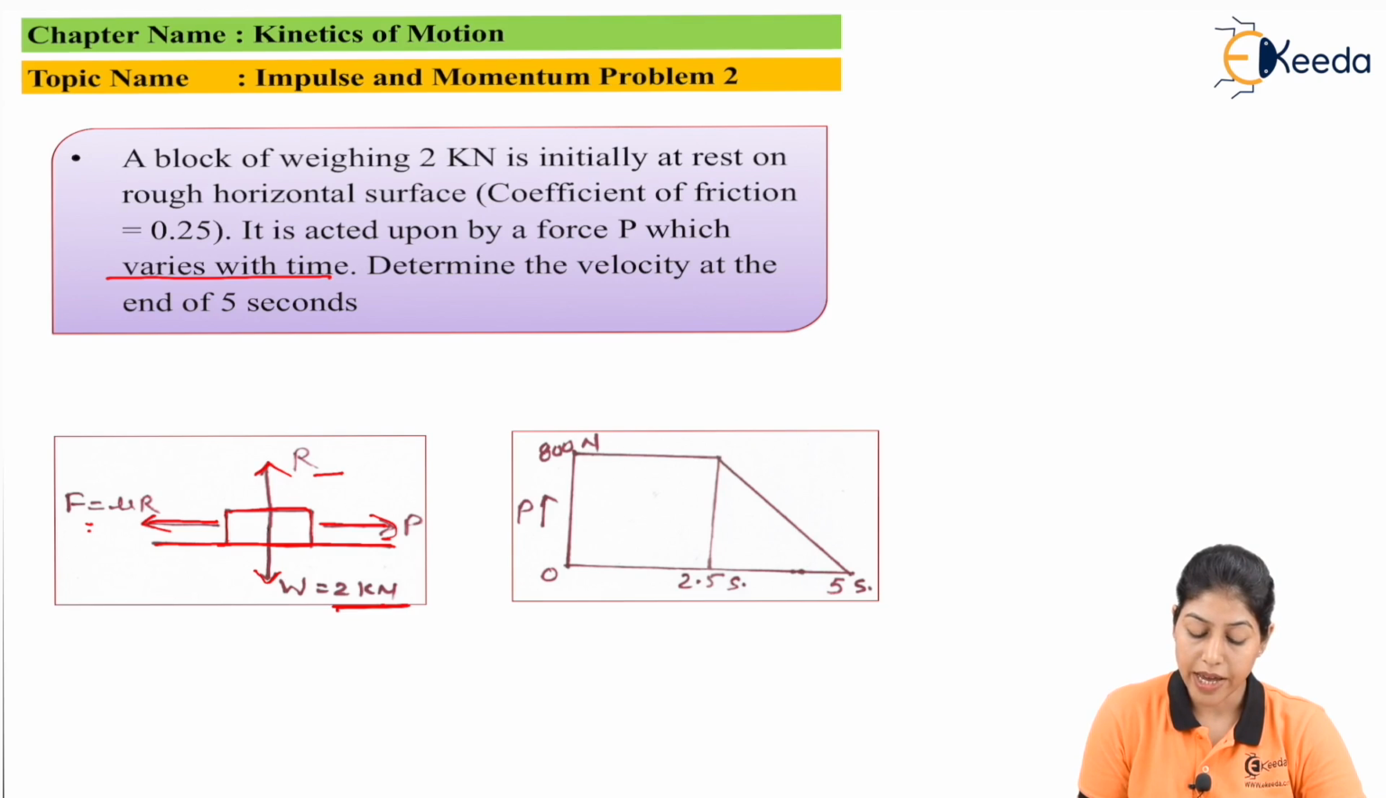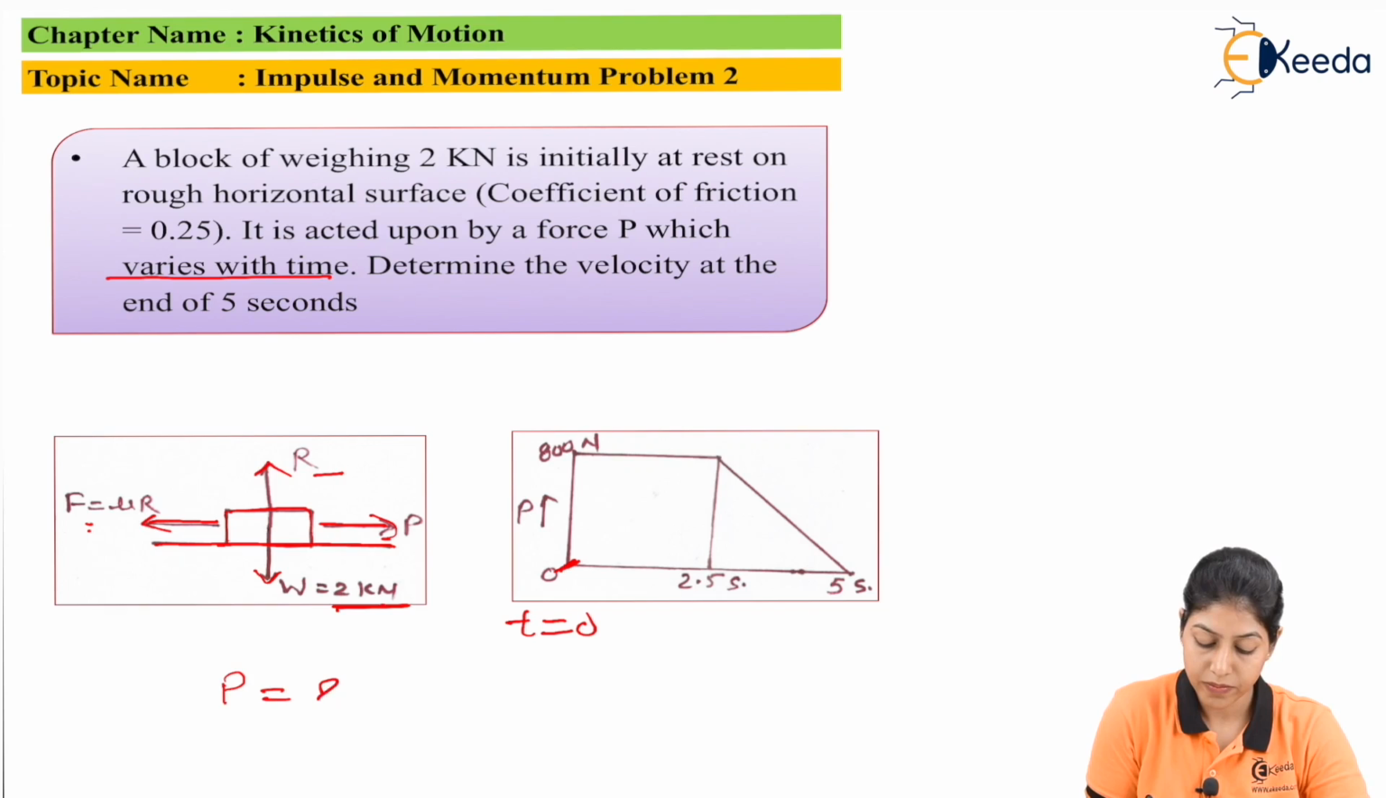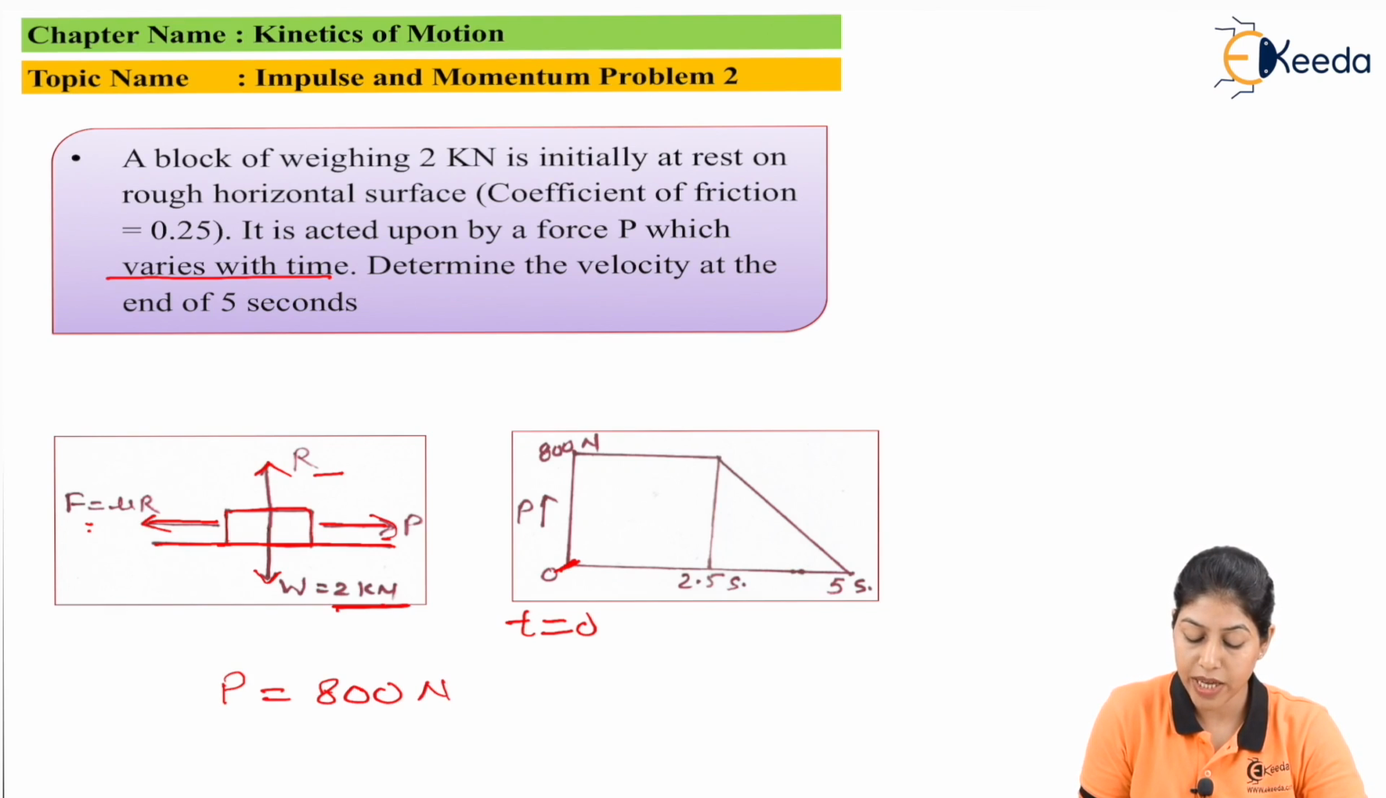And this is another diagram which represents the variation of force with variation of time. At time 0, the value of force is given, it is 800 Newton. And this value of force we are considering as the value of P. This particular value of P is variable with respect to time. The force P is variable with time. It is given here in the numerical.